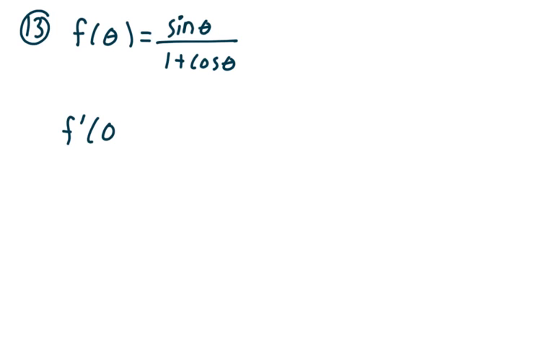Suppose f of theta is sine theta divided by 1 plus cosine theta. So this is a quotient rule problem. And so f prime of theta, we're going to write down the bottom function, which is 1 plus cosine theta. And we're going to take the derivative of the top function. The derivative of sine theta with respect to theta is cosine theta. And we're going to go minus sine theta.